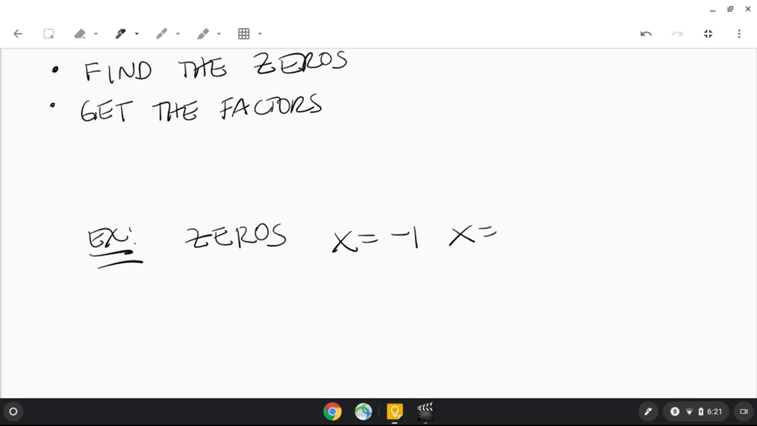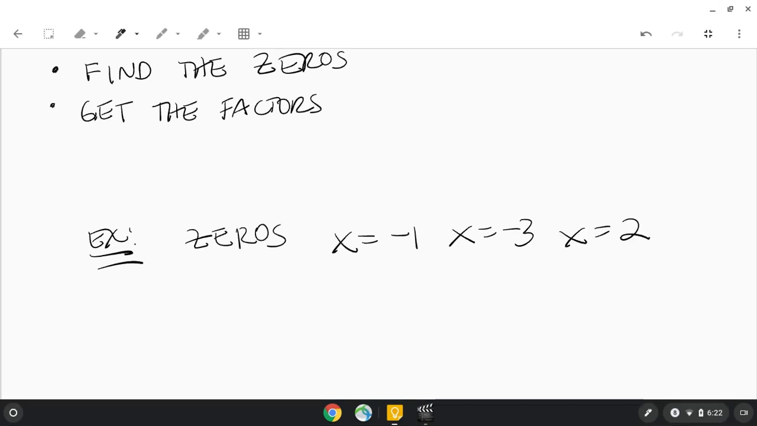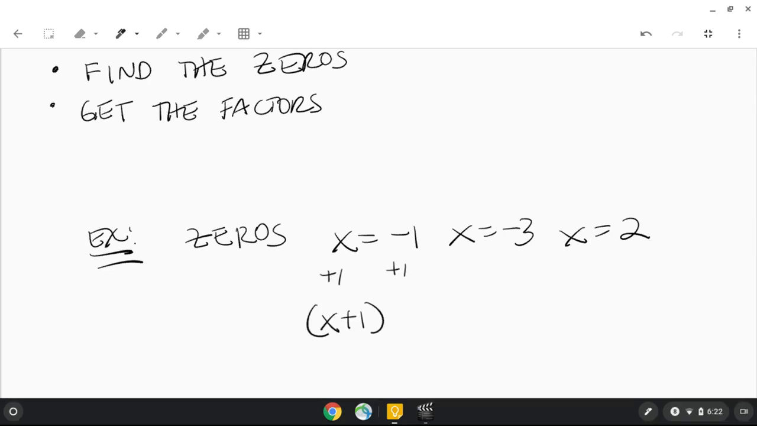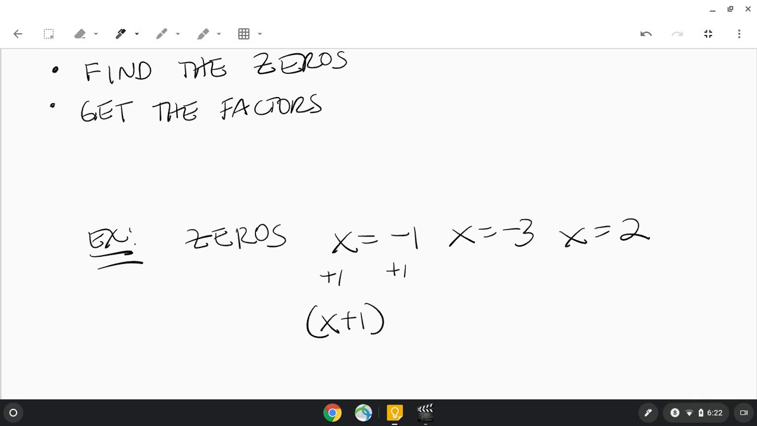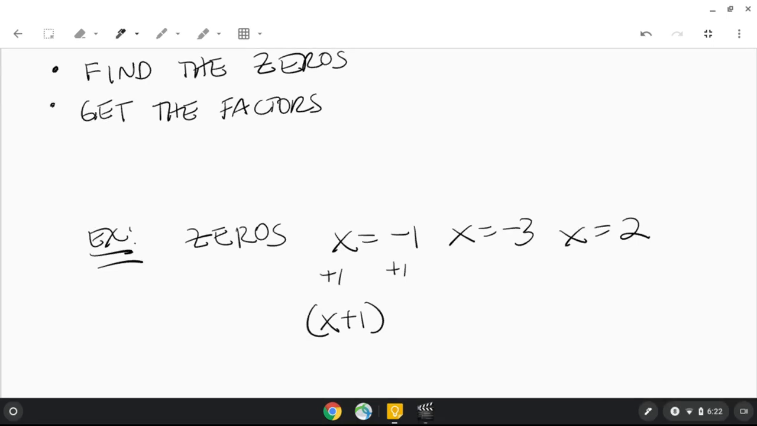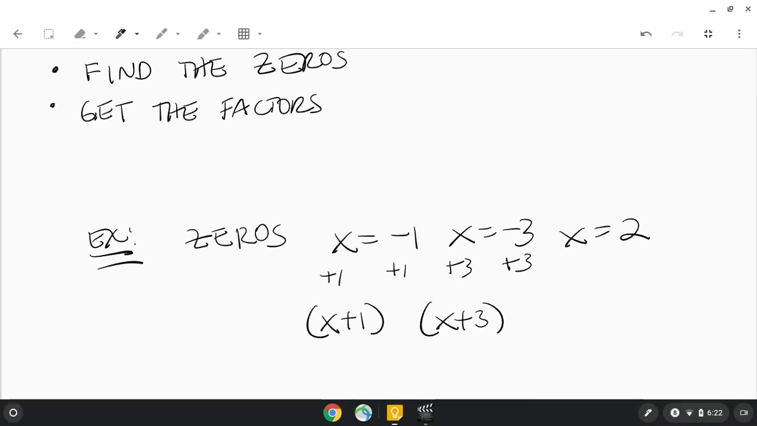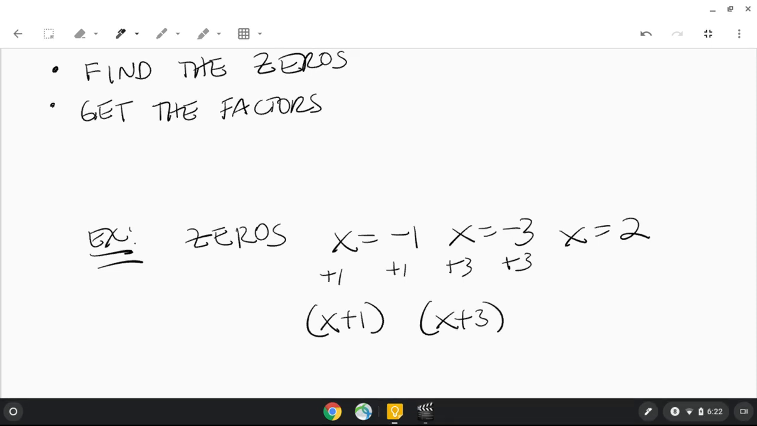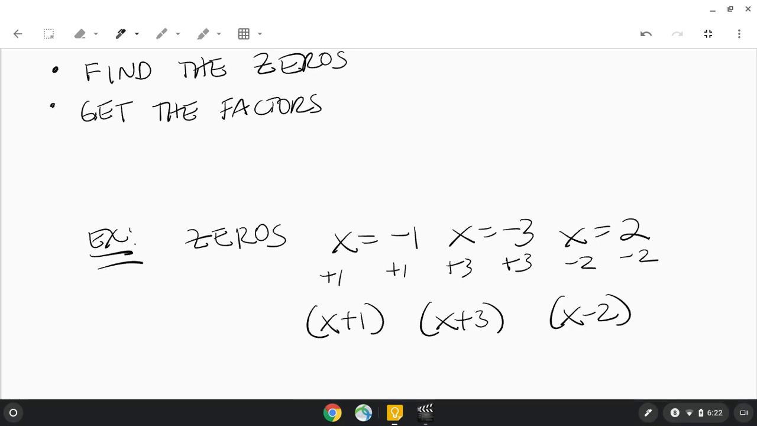If you know all the zeros, you can just work backwards. Let's add 1 to both sides, and I get x plus 1. Let me add 3 to both sides, and I get x plus 3. Does that make sense? And let me subtract 2 here, and I get x minus 2. So there are my factors.